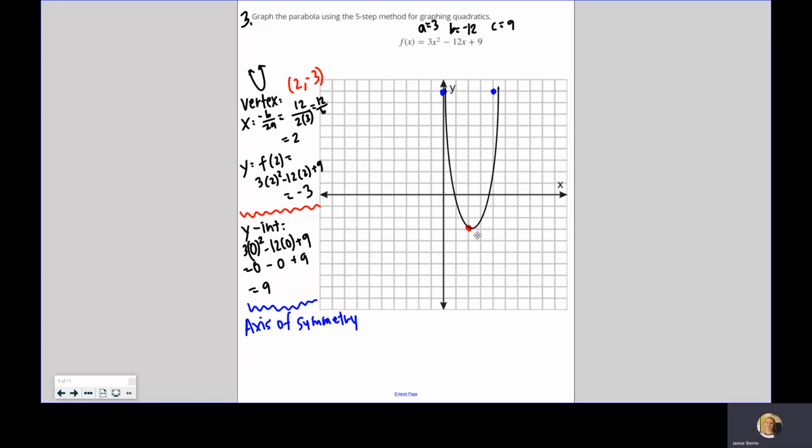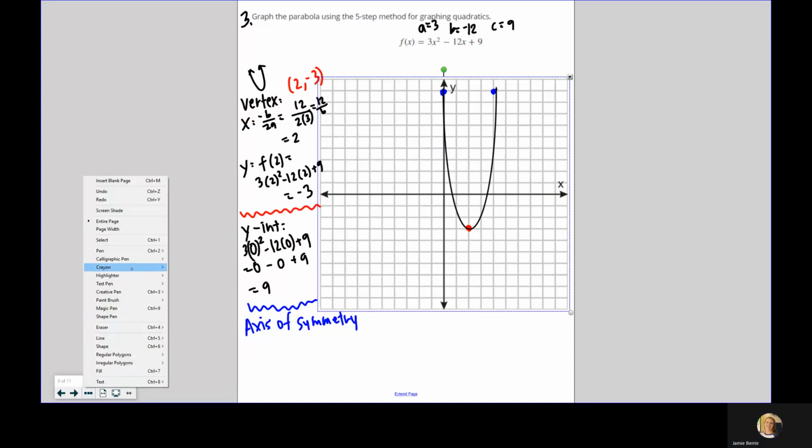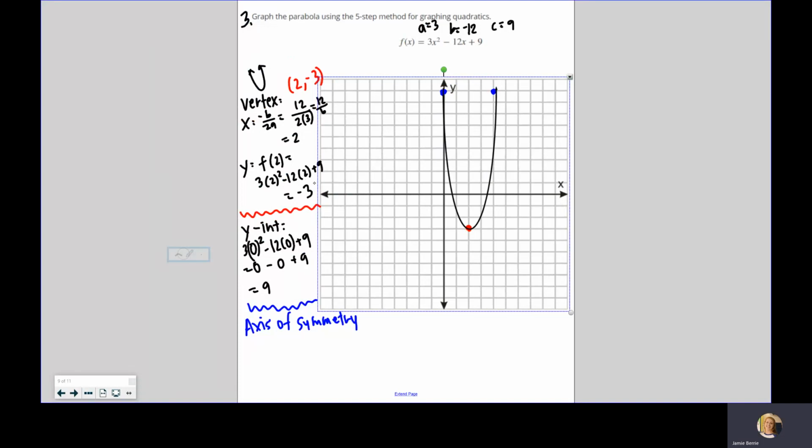All right, so put the vertex at the very bottom. Remember, it's going to be the minimum here. Make sure you draw an arrow on both ends of your graph. There you go. There's your parabola. All right, so there's your parabola.